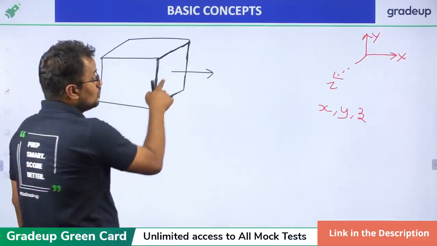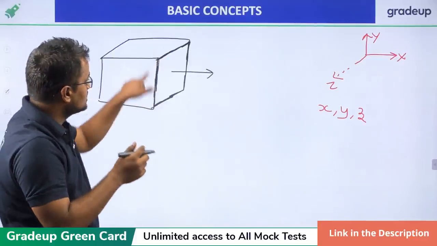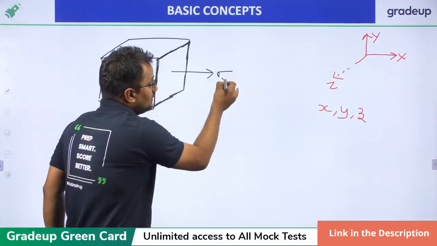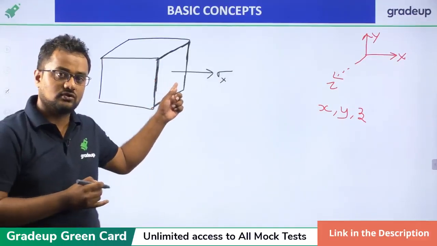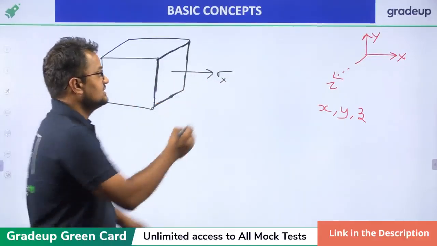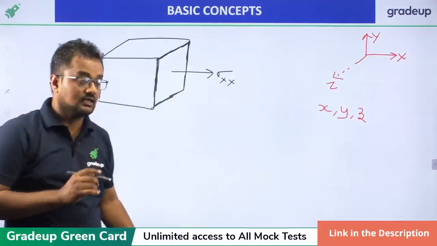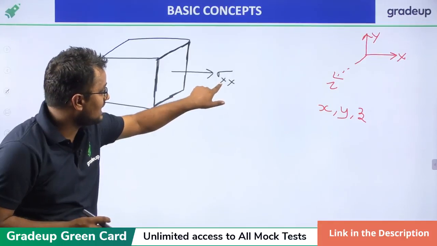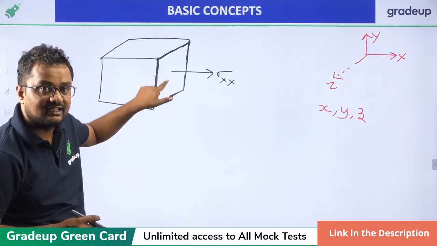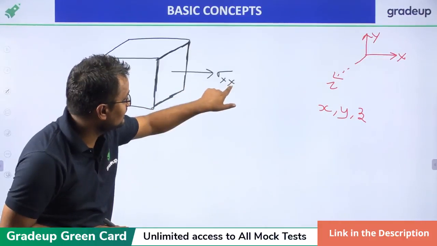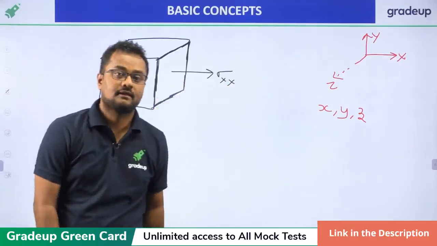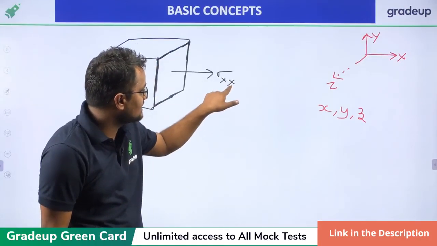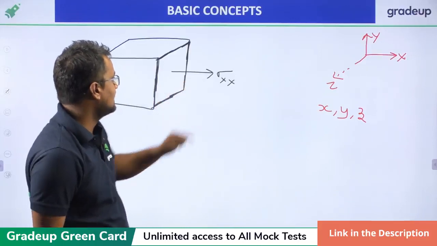This stress is normal on this plane, therefore it will be sigma. The first letter I write is the plane on which it is acting. It is in X plane, so I write X. And in which direction? It is in X direction, so I write X. Why sigma? Because this is normal to this plane. So the first letter is the plane on which it is acting, and the second letter is the direction in which it is acting.